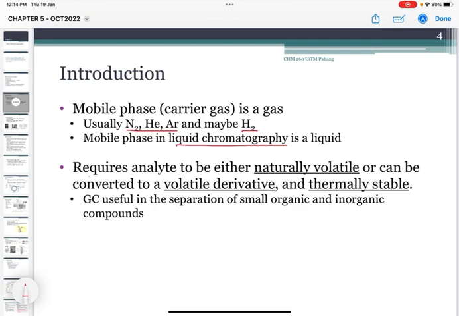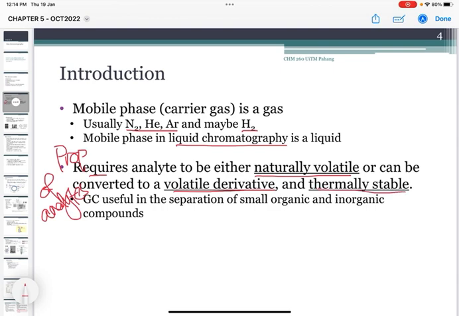gas chromatography requires analytes to be either naturally, this one is property of analytes, ataupun what types of analytes that can be analyzed, that can be run using gas chromatography. So the analytes that we want to analyze using gas chromatography must be either naturally volatile or can be converted to a volatile derivative, and it must be thermally stable.